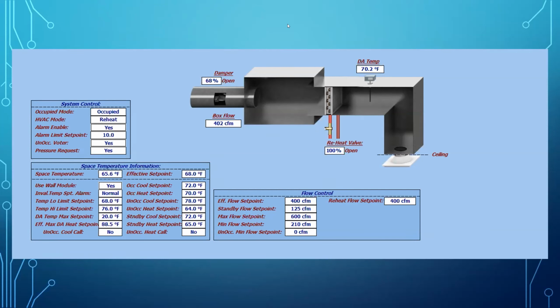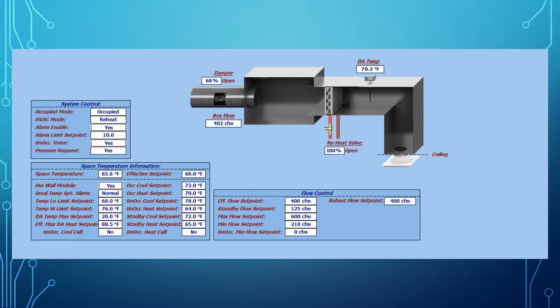So let's take a look. What's happening here? We can see we've got airflow over here on our box flow. We're at 402 CFM. Our damper is about 68% open, give or take a little bit. There's always some inaccuracy in that. Our reheat valve is 100% open, and we are dumping in 70-degree air. Okay, so that's all information. It's great information, but some of it we need to be able to compare against things.